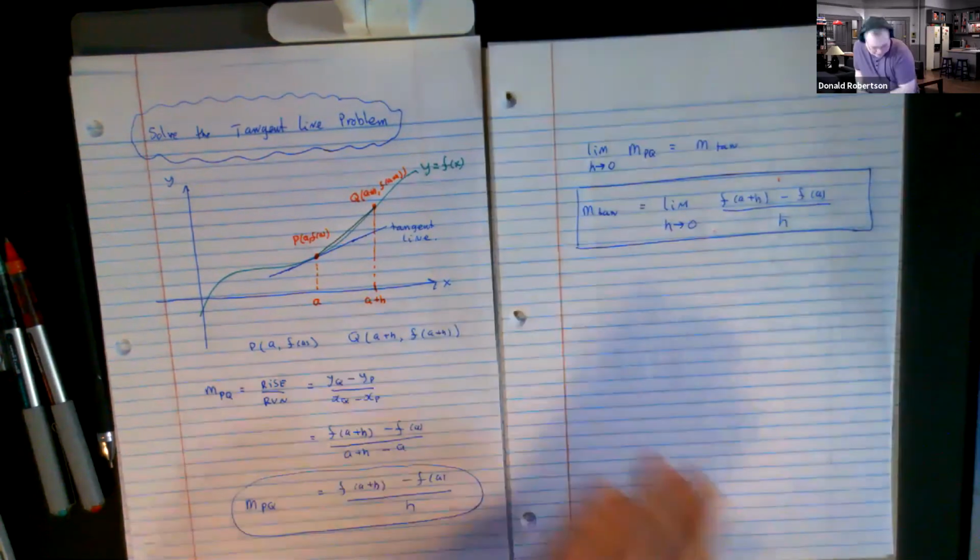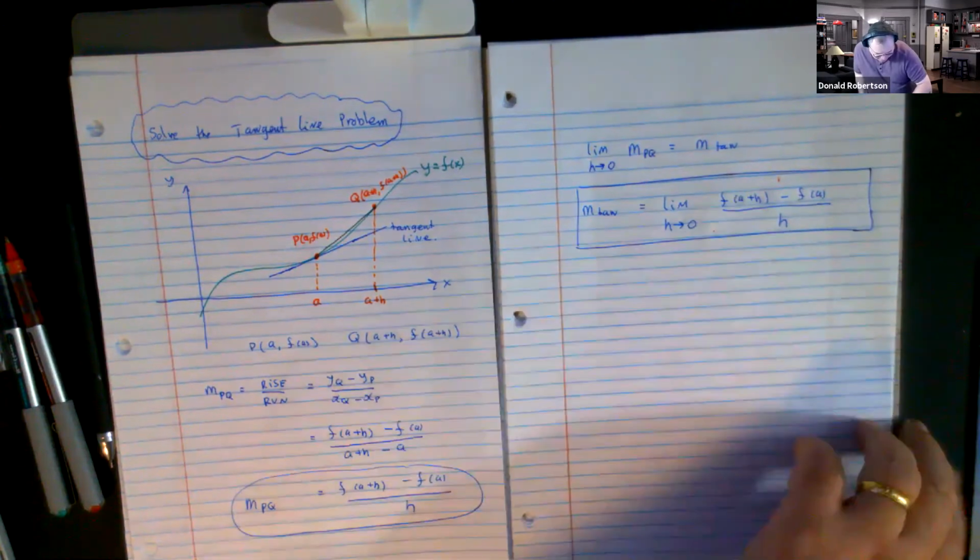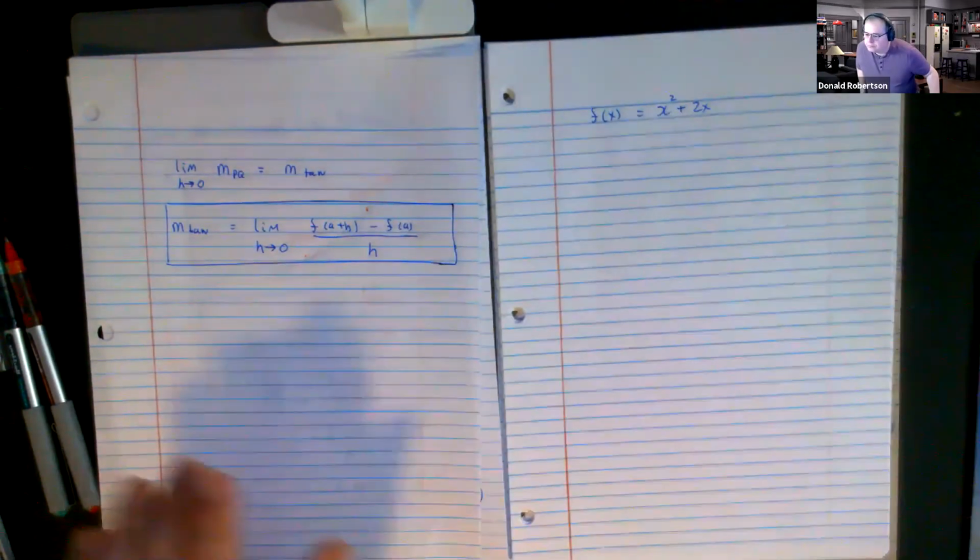Okay, let's use it. Suppose I have a function, a nice polynomial. Suppose I have x squared plus 2x. If you wanted to see a sketch of that, it would look something like this.